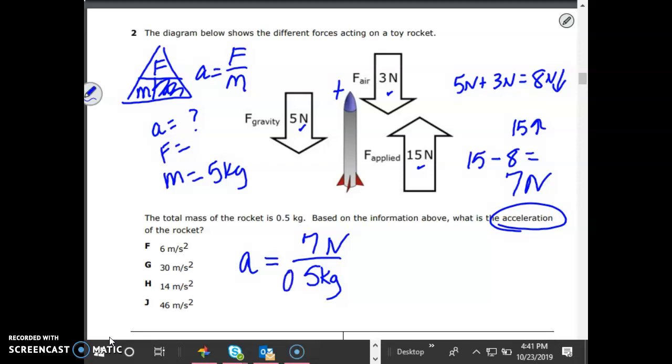Sorry, this is 0.5. My bad. Not 5, it's 0.5. This is important, and a lot of you guys were making that mistake, and I almost made it. So 7 divided by 0.5, we're going to get out our calculator. This gives us a total acceleration of 14 meters per second squared, and there is one answer just like that. So H would be our answer.